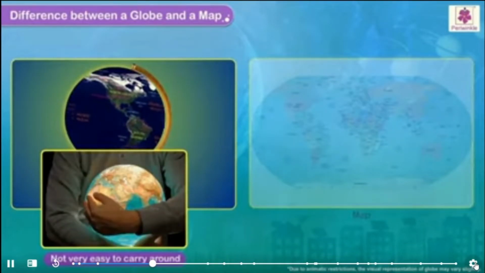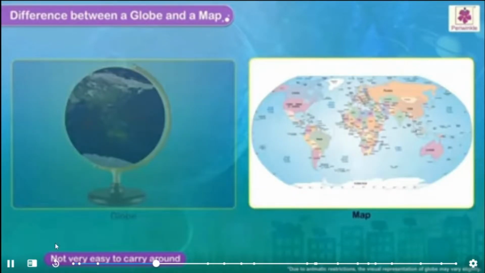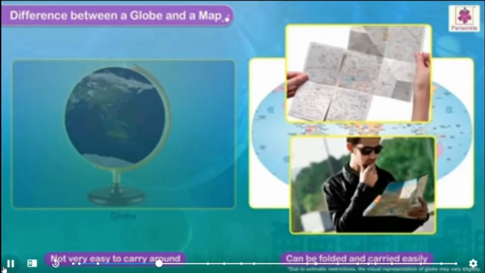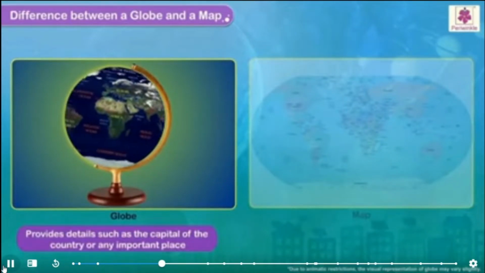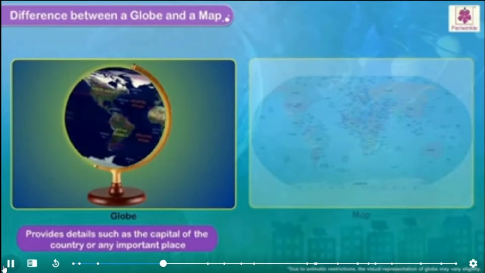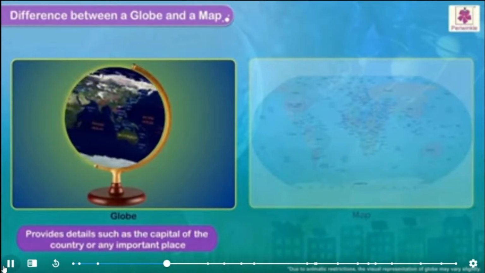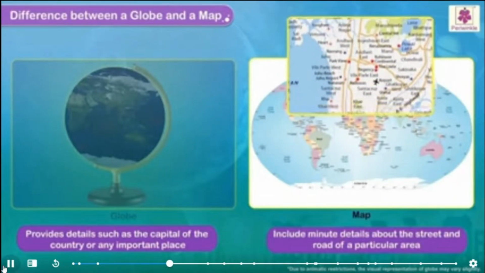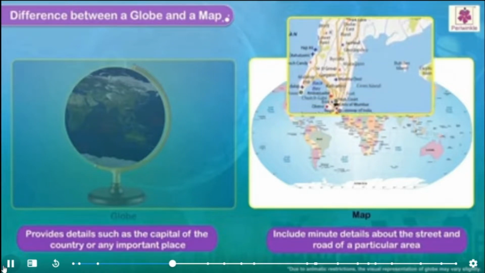Globe is not very easy to carry around. Maps can be folded and are thus easier to carry. Globe provides details such as the capital of the country or any important place. Maps can include minute details about the street and road of a particular area.